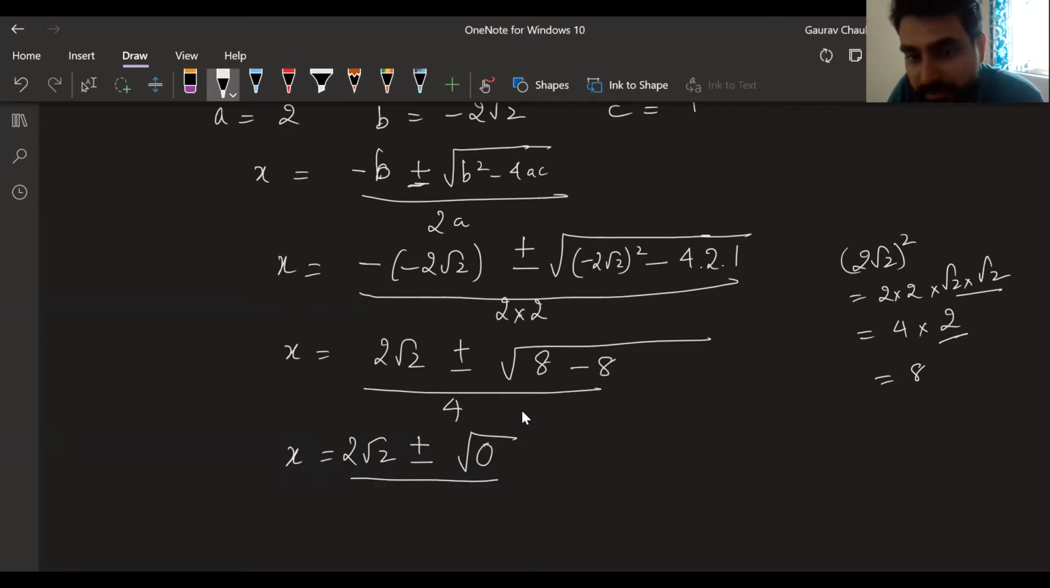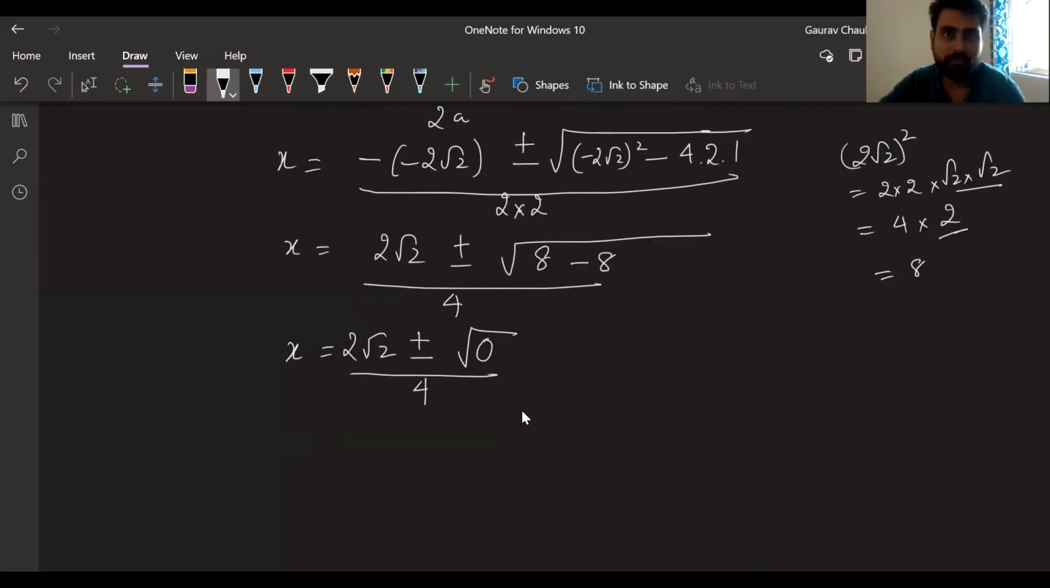What is she doing? 8 minus 8 is 0. That gives us by 4. What is square root of 0? I want you guys to type in the chat box. What is square root of 0? Mansa, unmute and tell.